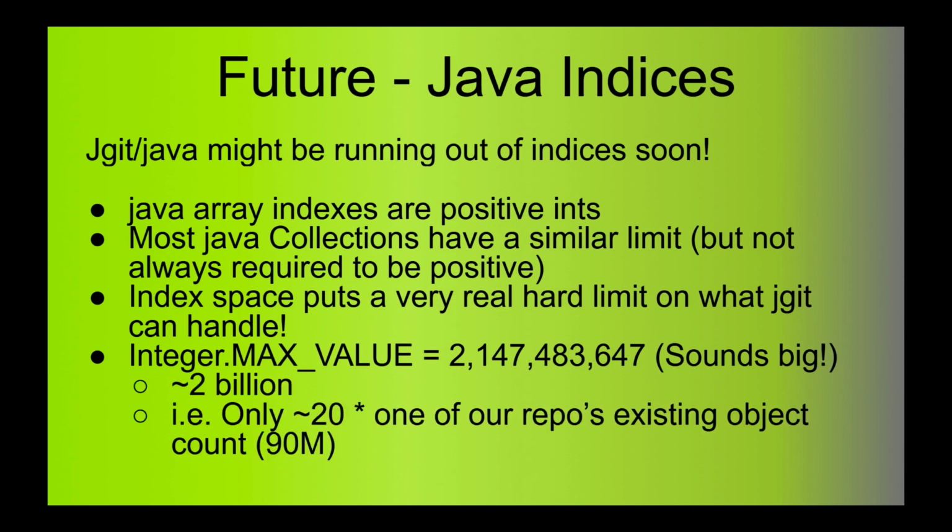Okay, that's 20 times my 90 million object repo. That's not very far away, especially with AI. And I don't really think that's that big of a repo. I suspect many of you have bigger repos out there. So JGit's just going to fall apart. It's ready to fall apart at some point. So this is something we really have to address in the community.